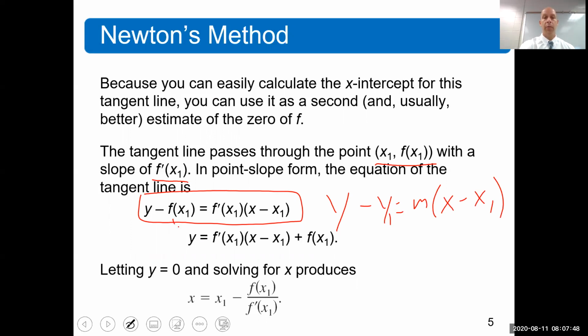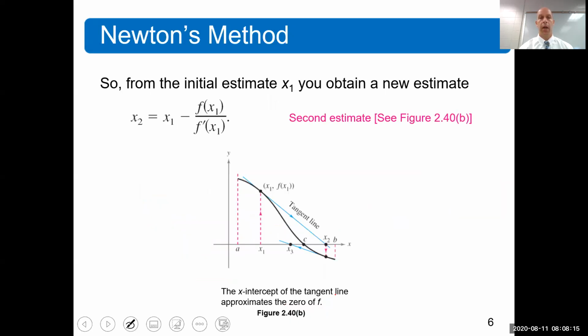So then we can go ahead and move this term over to the right-hand side, and it would look like this. Now, if we're looking for the x-intercept, then that means y is equal to 0. So if I change this y to 0, I can solve the equation, and it will give me this. This is essentially the formula that we're going to be using: x equals x1 minus f of x1 over f prime of x1. So from our initial estimate of x1, we obtain a new estimate. Now we're going to find x sub 2, so that's going to be our next guess.